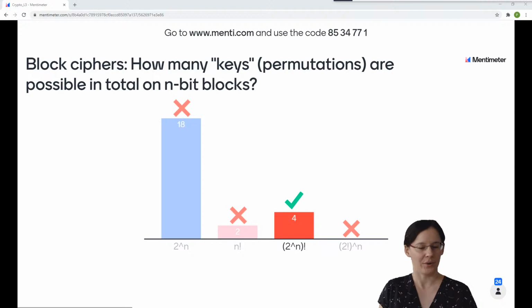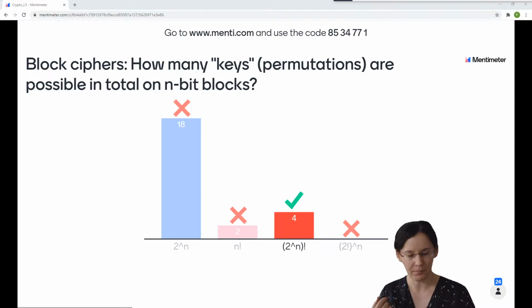However, the question didn't say anything particular about the key size. So what the question said was how many permutations are possible in total. So how many possible instances can a block cipher family have if we don't specify the key size?